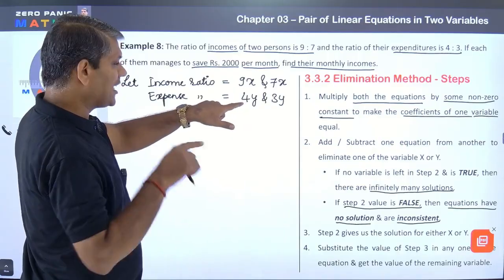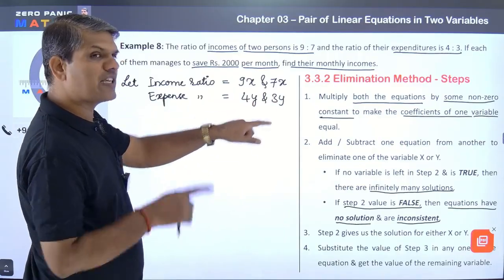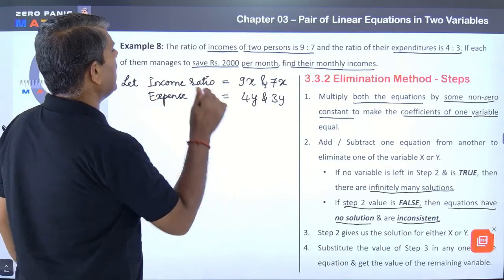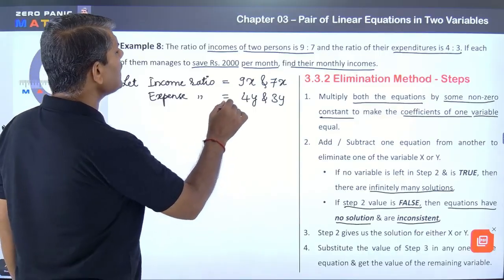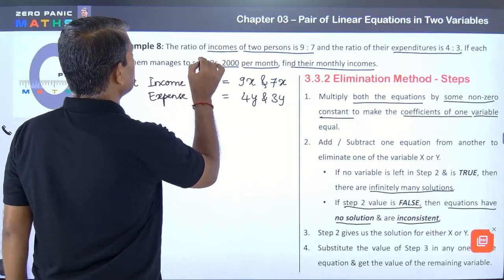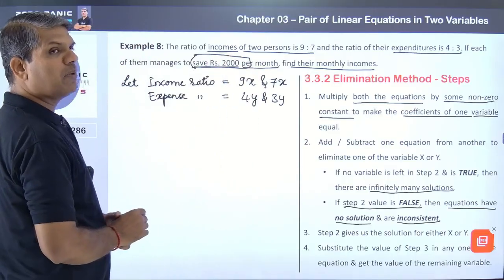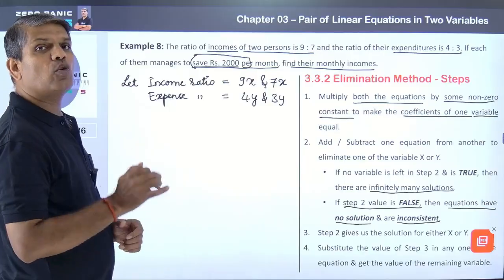4y is the expense of the first person, 3y is the expense of the second person. That is how I am representing it here. Okay, now what are they saying? They both save rupees 2000 per month. Per month they are saving rupees 2000.